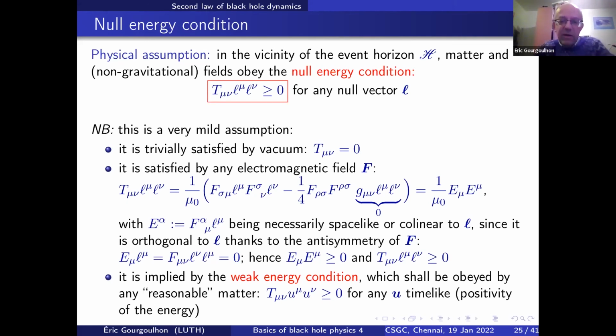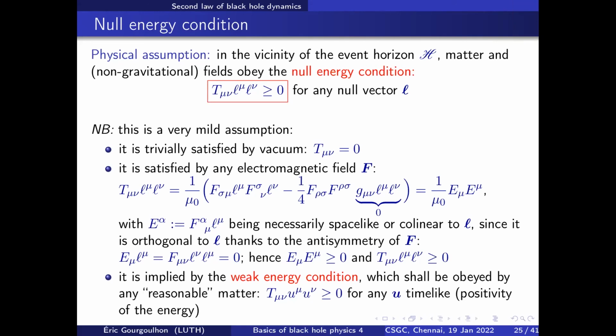So we may assume, roughly speaking, that these conditions are always true in some sense. But of course, you can find counterexamples if you have exotic things like I was mentioning, vacuum fluctuations, for instance, quantum fluctuations of the vacuum, which violate these conditions.